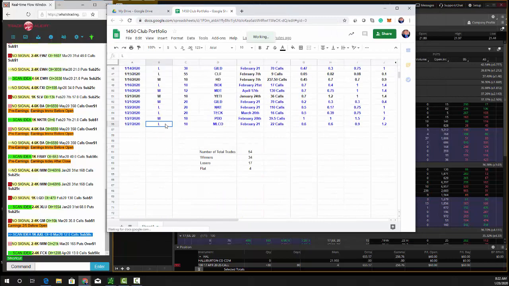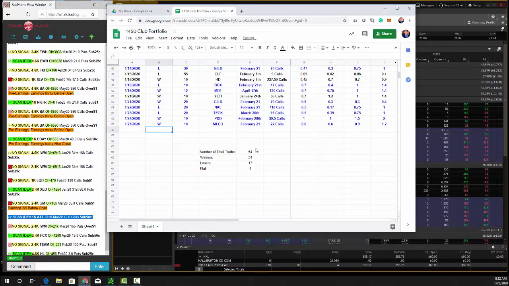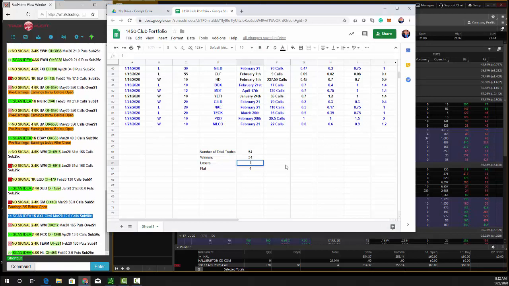Fire. So this is what I want to see. I want to see this buying pressure.